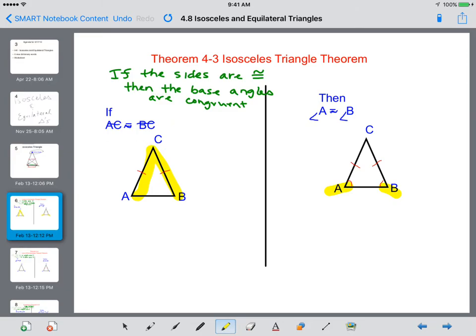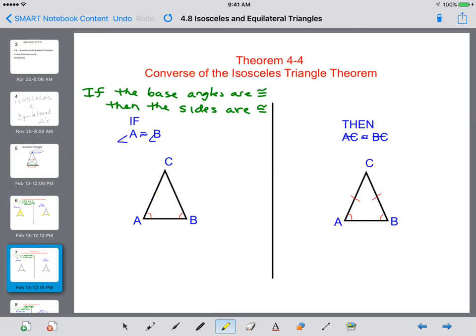This goes the other direction as well. If the base angles are congruent, so if the angles are congruent, then the sides opposite those angles are congruent.